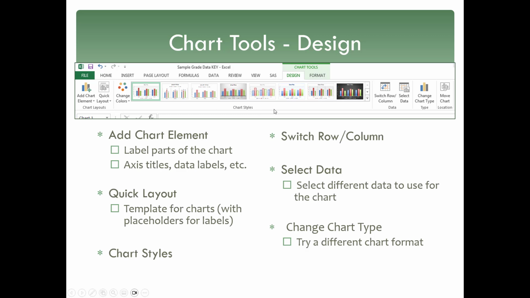And then there are chart styles, so Excel can give you different suggestions on coloring and so on. You can also switch row and column if you have two sets of data and want to reverse which way it goes, y-axis versus x-axis kind of thing. You can also select data for Excel to read in or change the chart type altogether. And so you can see that there's a lot of capabilities tucked into this Design tab.